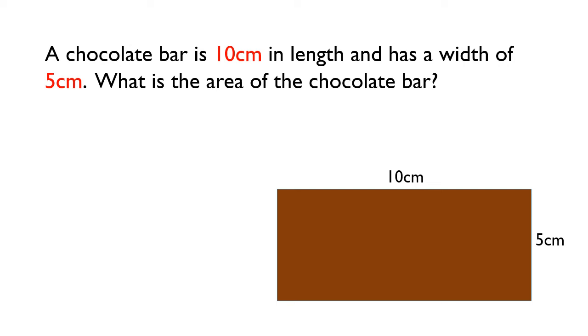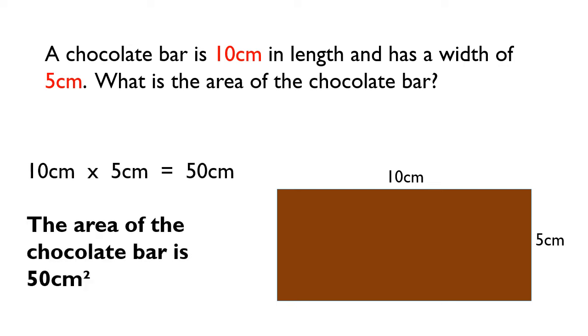And then I multiplied 10 by 5, which I know equals 50. So 10 centimetres multiplied by 5 centimetres equals 50 centimetres. So the area of this chocolate bar is 50 centimetres squared.